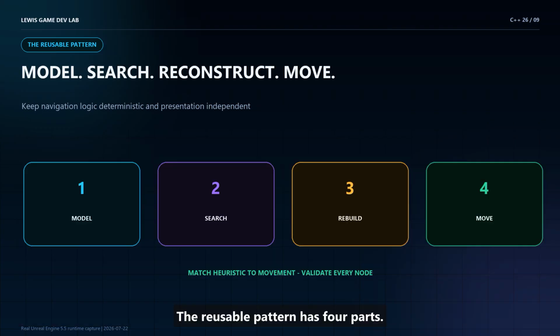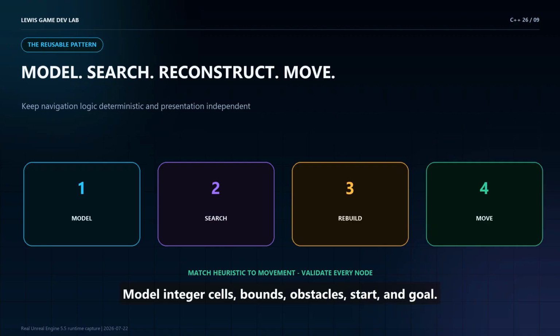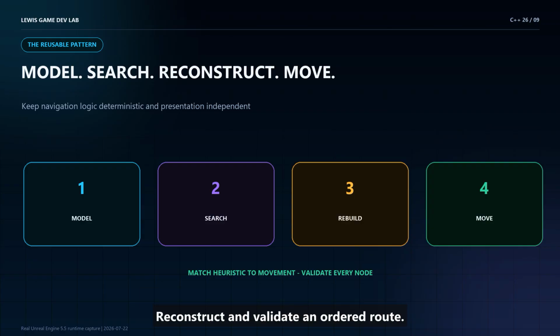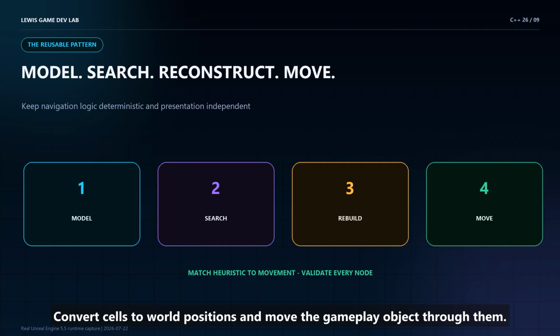The reusable pattern has 4 parts. Model integer cells, bounds, obstacles, start, and goal. Search with open, closed, GScore, CameFrom, and a heuristic matching the movement rules. Reconstruct and validate an ordered route. Convert cells to world positions and move the gameplay object through them.